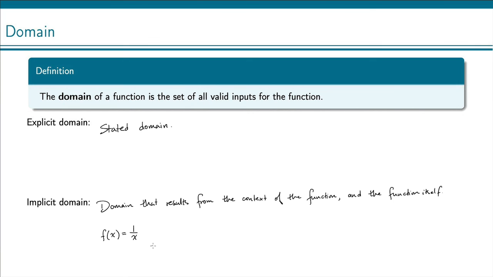Or the context of the function, if we think back to that cell phone bill example, if you have a function, but it doesn't specifically say that your data is going to be greater than or equal to 0, just from the context of the problem, you would know, well, I'm not going to use a negative amount of data, so my domain would have to be greater than or equal to 0.